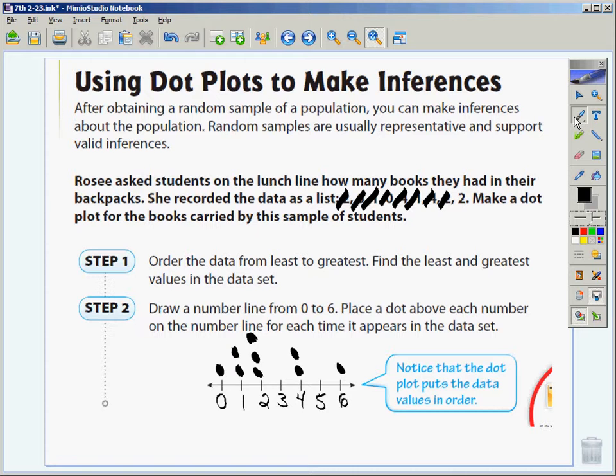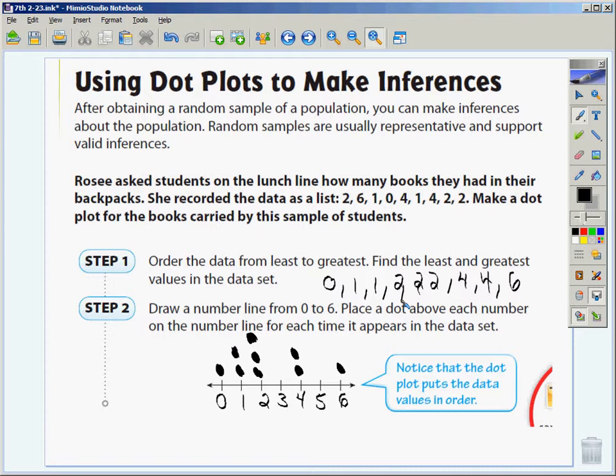By the way, it says order the data from least to greatest, which the reason they said to do that was so you'd know what numbers to put on there. So from least to greatest, it would have been 0, 1, 1, 2, 2, 2, 4, 4, and 6. Draw a number line from 0 to 6. Place the dot above each one. Notice that the dot plot puts the data values in order, doesn't it?